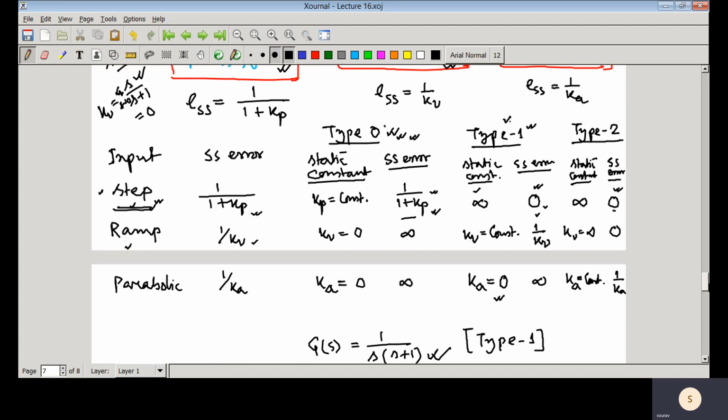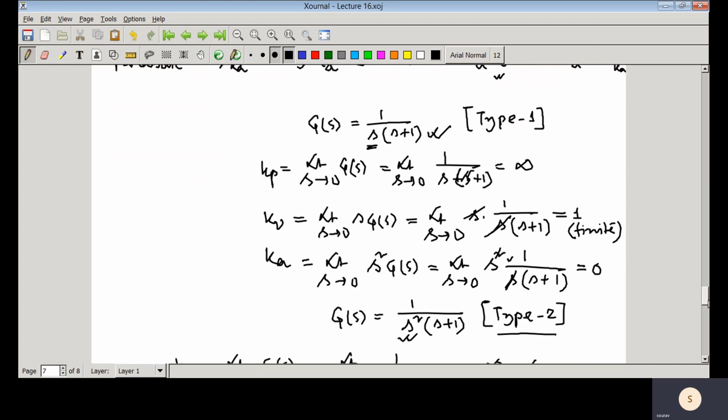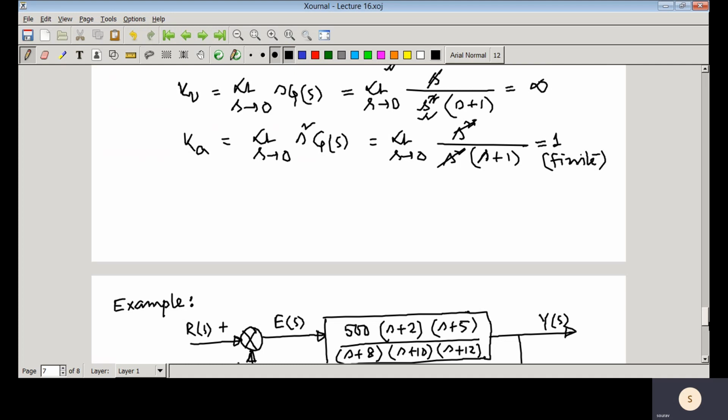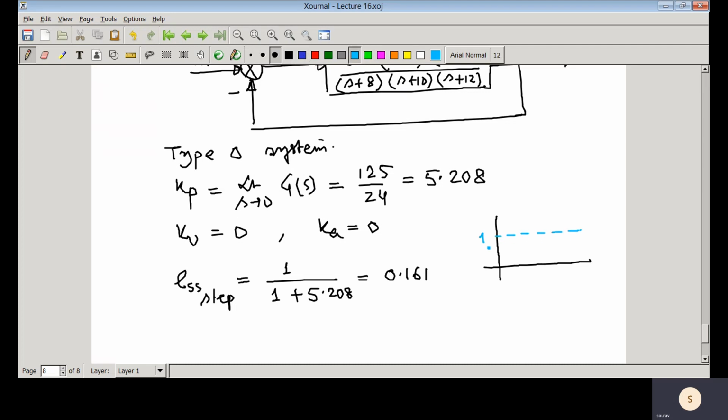So you can also see it from this particular table. That is a type 0 system, Kp is constant, and Kv and Ka you will get 0. So from here you can see what the steady state error would be. The steady state error ESS for step input is equal to 1 by 1 plus Kp. Kp is 5.208, so you will get 0.161. So that means whenever you apply a unit step input, this is 1.